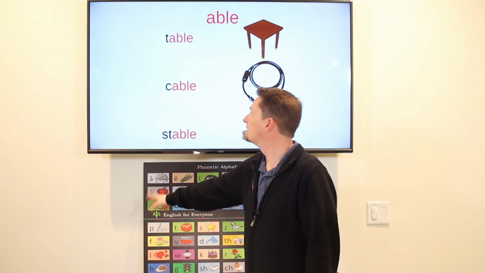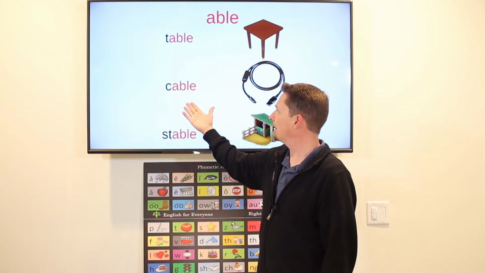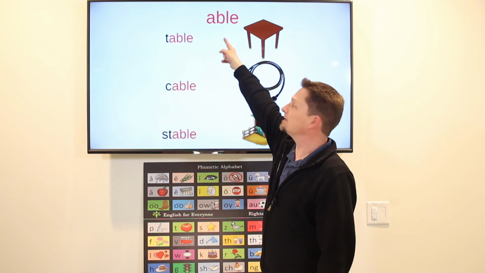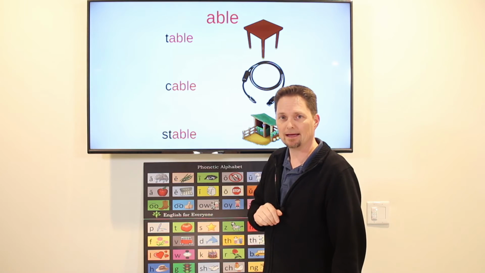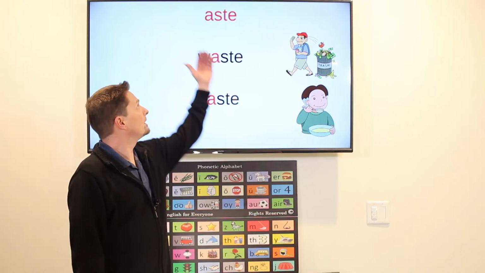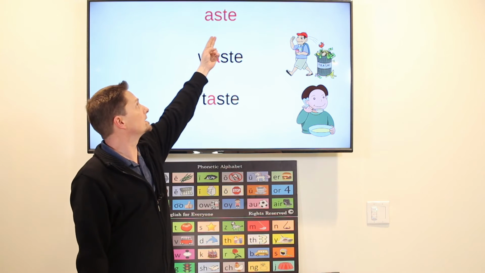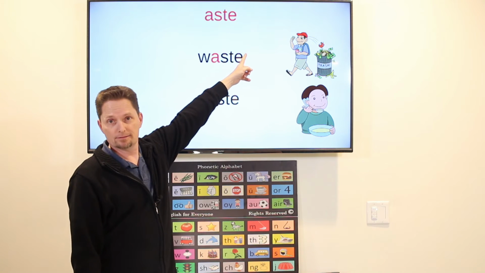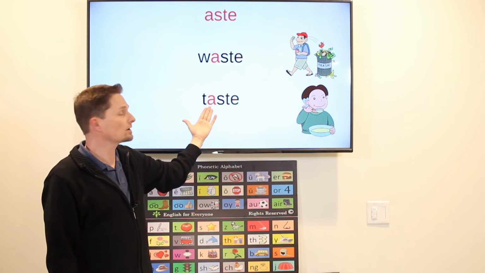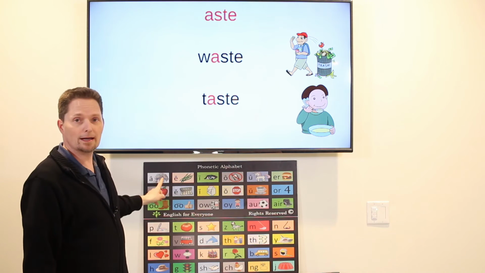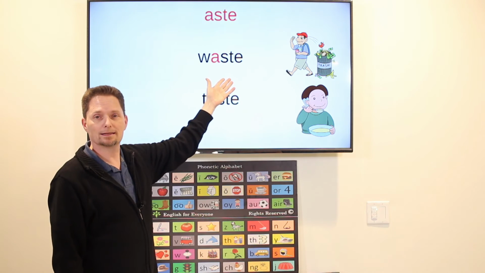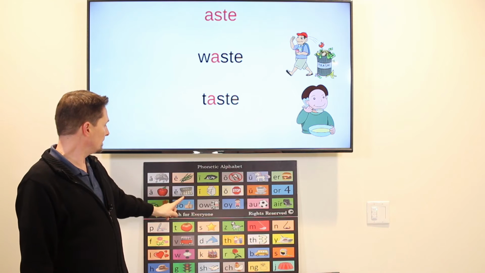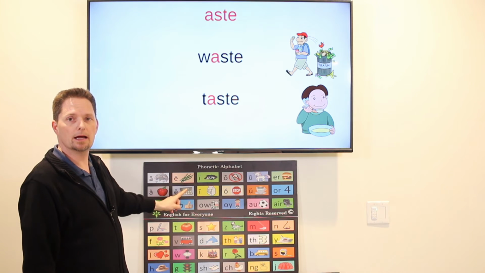More examples with your long A. A like rain. Cable, stable. So when you see A-B-L-E, only when it's one syllable, it's stressed, we pronounce it A. Stable. With A-S-T-E, we have a double consonant after the A and a silent E. Don't pronounce the E. It shows you to pronounce it long A, like rain. Pronunciation: taste and waste. Again, this long A is a sound combination, E, A, taste.